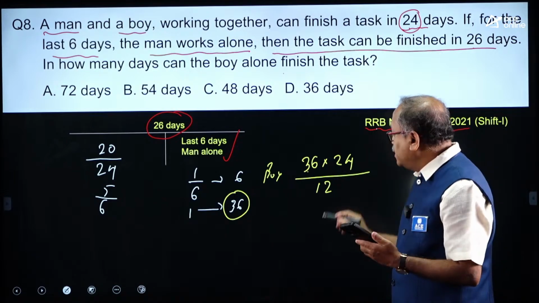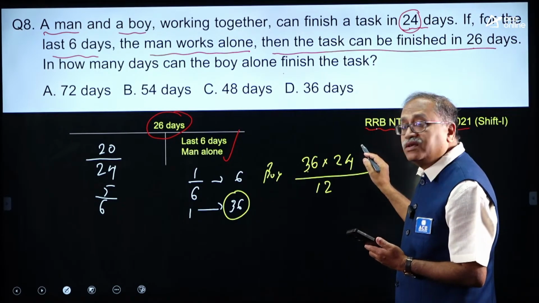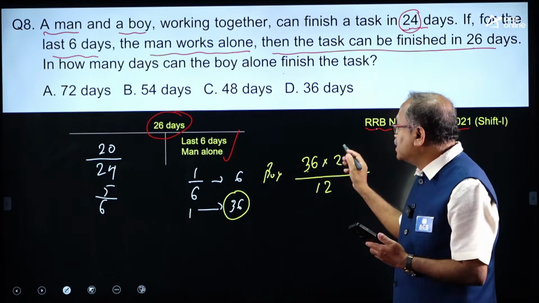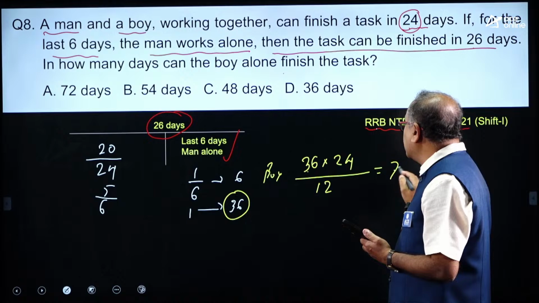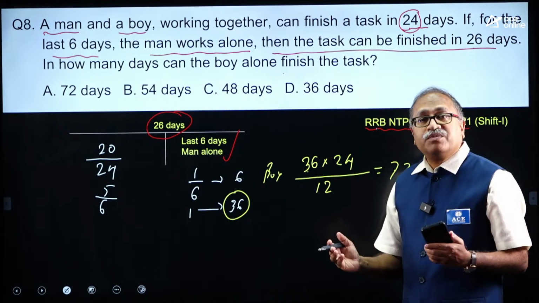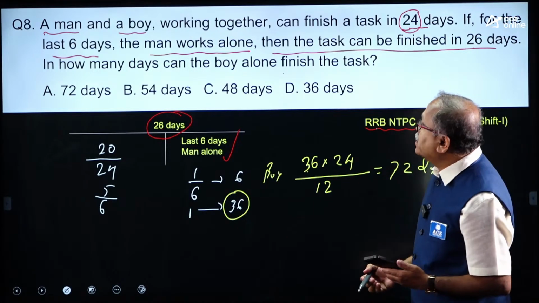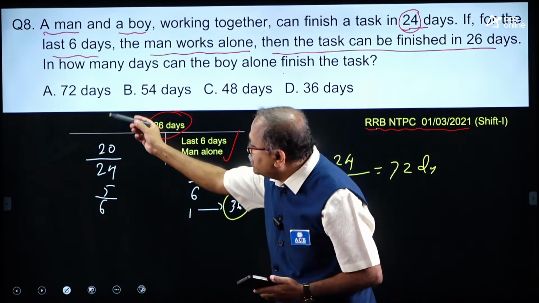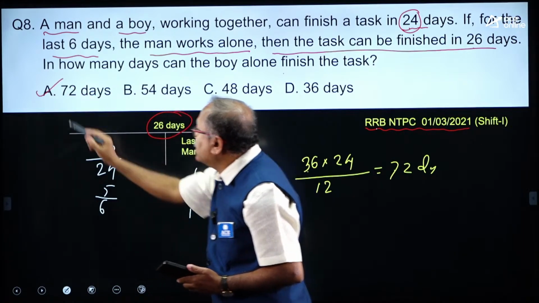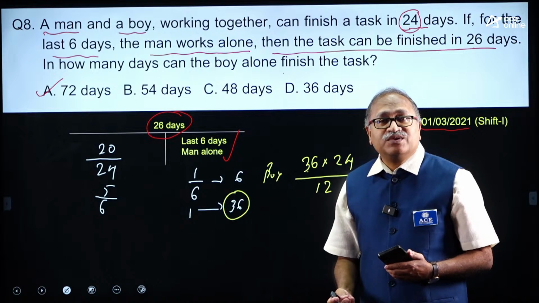Anyone answered it? When you solve this equation, this is 2 times 36 into 2, that is nothing but 72 days. That means the boy alone completes the work in 72 days. Hope you are understanding, my dear friends. Is 72 days there anywhere? Yes, I noticed that. Option A. Was it not a simple question?